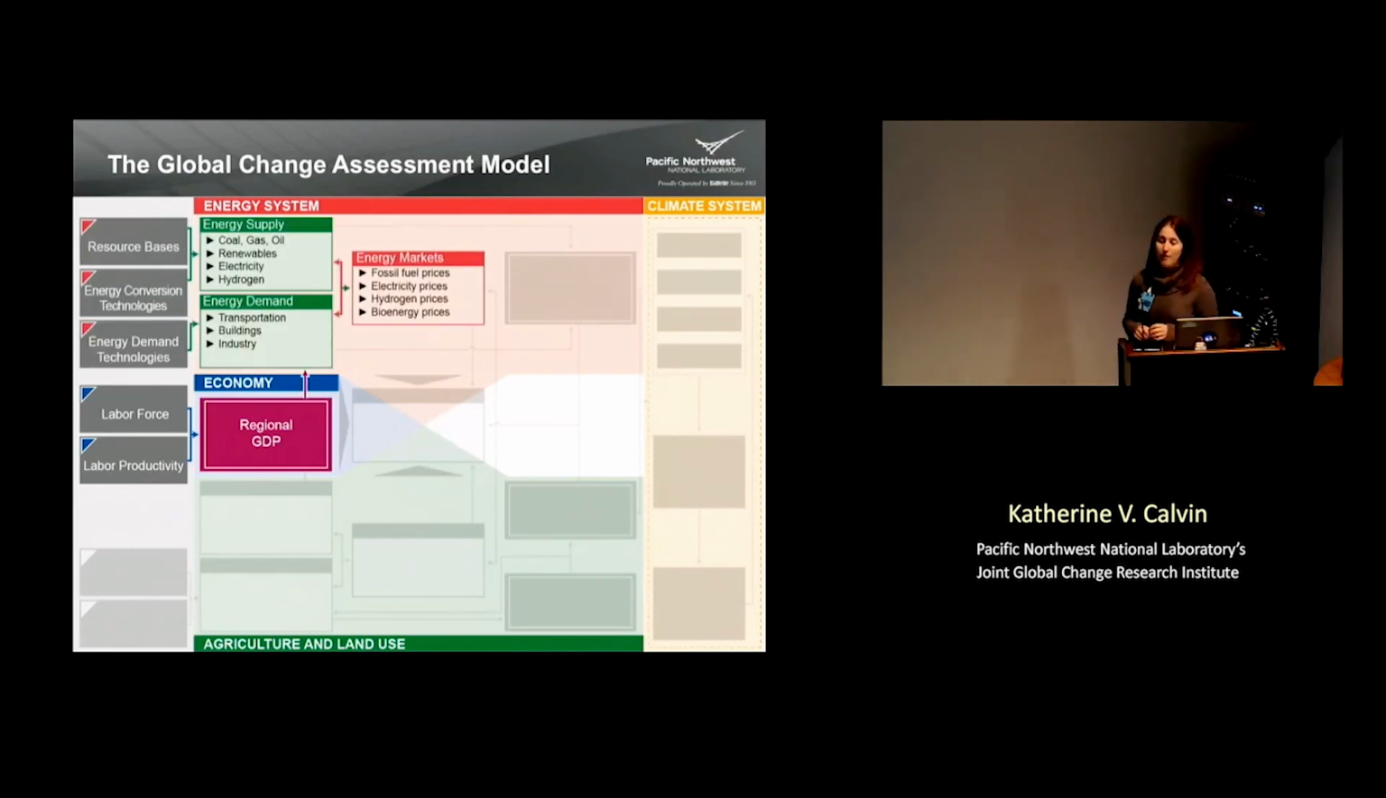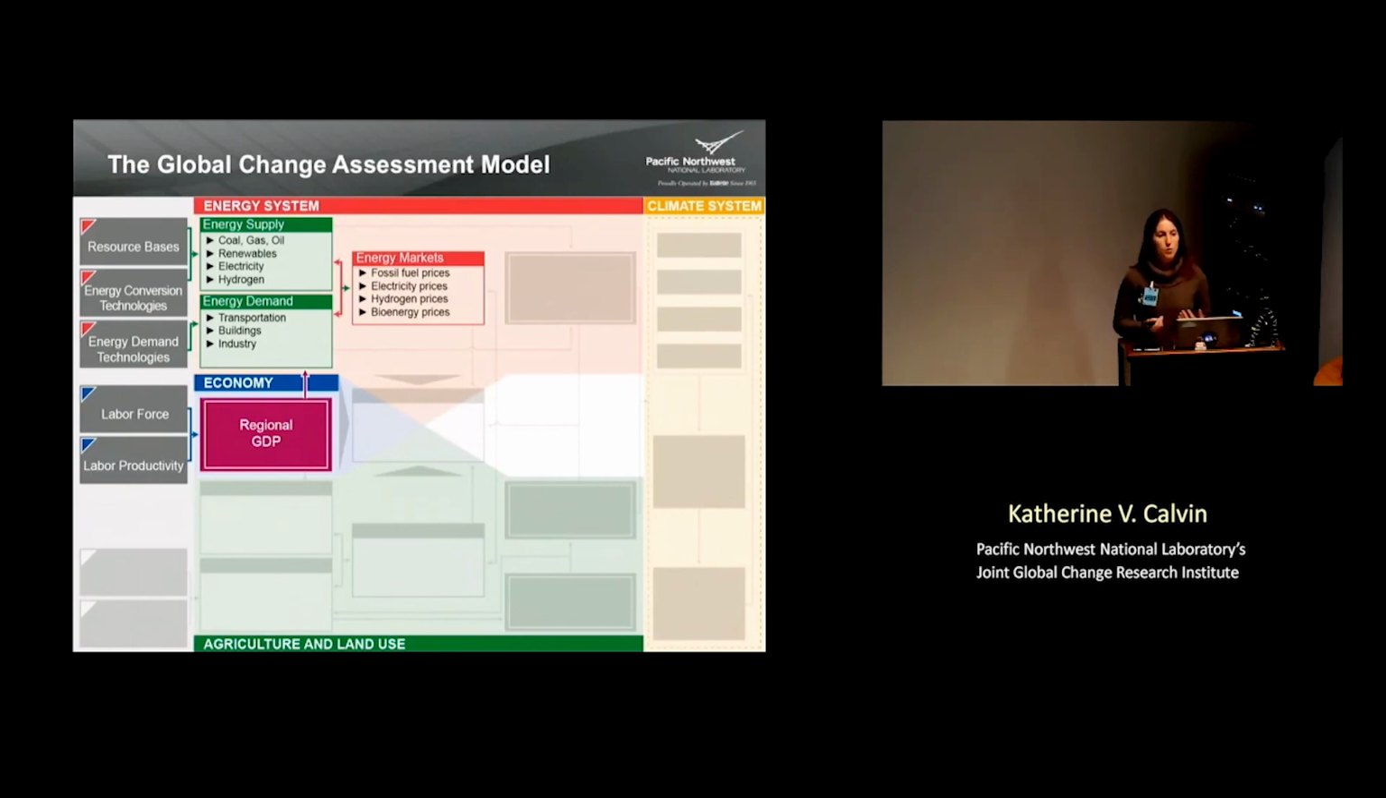The energy system, we have a lot of detail here, and so we use GDP to drive energy demand. So the wealthier you are, and the more people there are, the more energy that's demanded. And then we balance that demand with supply through adjusting prices. We have representations of resource bases within the model, so how much coal is in the ground and how much it would cost you to get it out.